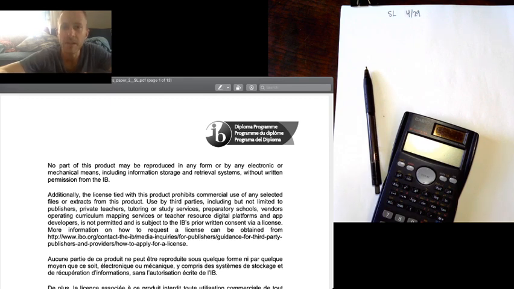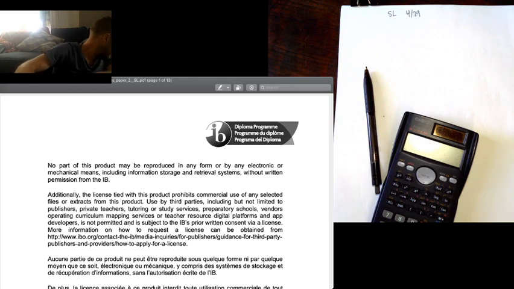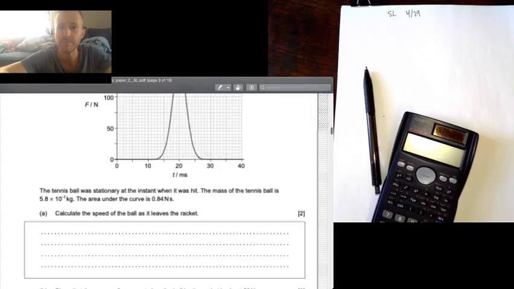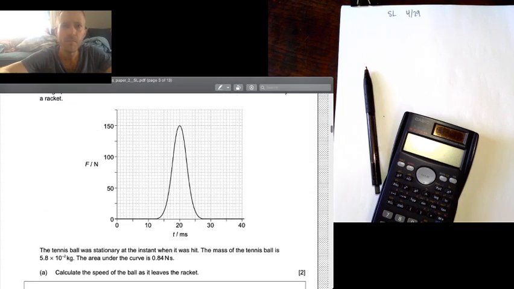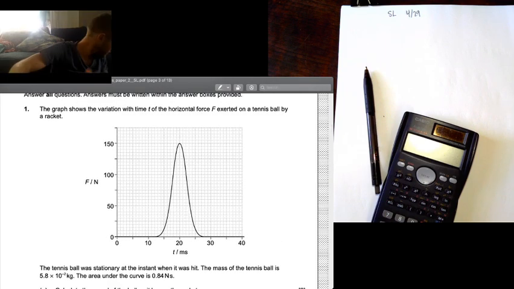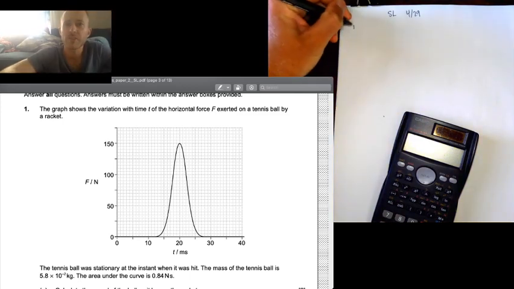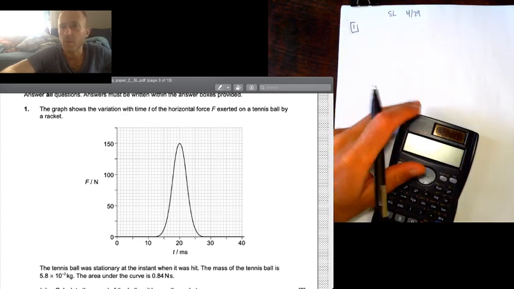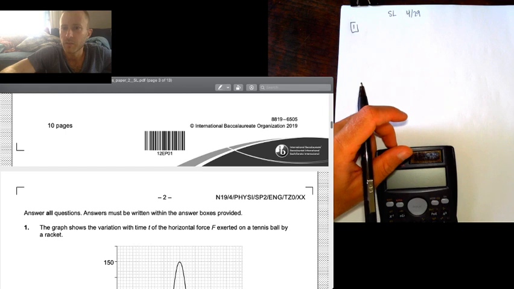So we're working on paper two, and I'm going to do questions 1, 4, and 6. Let's take a look here. So I'm doing question 1 first. By the way, this is the November 2019 exam.